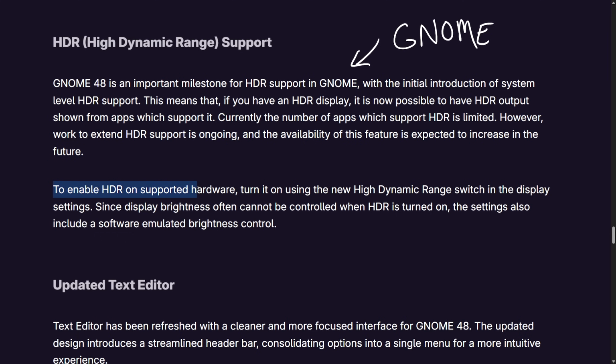To enable HDR on supported hardware, turn it on using the new high dynamic range switch in the display settings. Since display brightness often cannot be controlled when HDR is turned on, the setting also includes software emulated brightness control. Another wonderful announcement. And these two desktop environment announcements for supporting HDR displays through Wayland have now trickled into distributions.